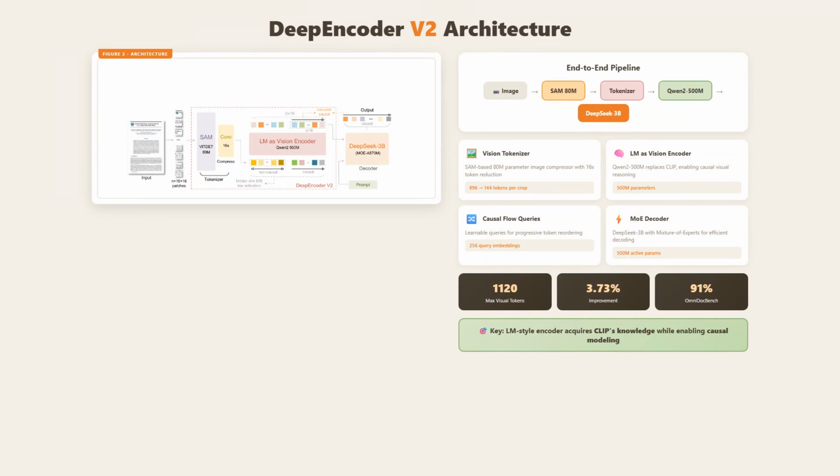Why use a language model for vision? Because language models are built for causal sequential reasoning. By replacing CLIP with an LM-style encoder, they can apply causal attention to visual tokens. This is what enables the semantic reordering we talked about.